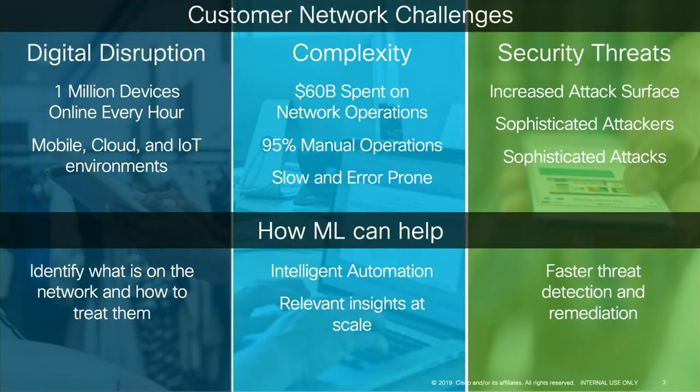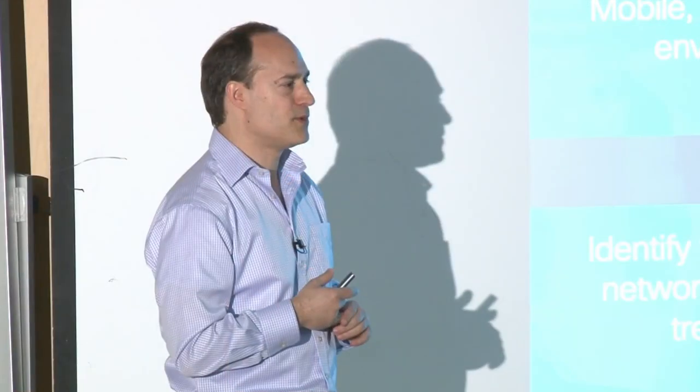The third key area, of course, is security. As you know, as we bring more and more IoT devices, for example, on the network, the attack surface is increasing. The attackers also are getting more and more sophisticated. They have deep pockets, sometimes government funded and so forth. And this leads to much more sophisticated attacks. Machine learning here is very valuable to give you faster threat detection and remediation of those threats.